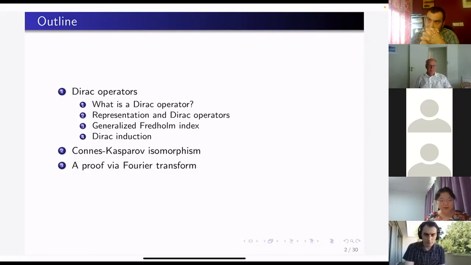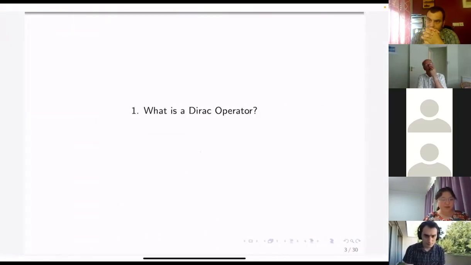And in the next two lectures, in the second lecture, I'm going to introduce the isomorphism of Dirac induction, which is known as the Kasparov isomorphism, and some history about that. And in the last lecture, I'm going to show you a proof using Fourier transform. So let us start from the definition of a Dirac operator.